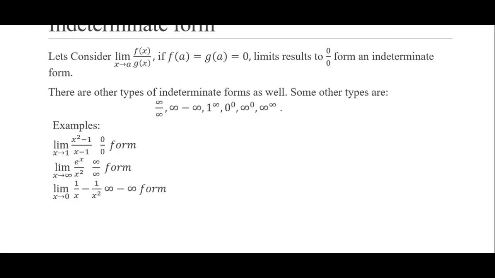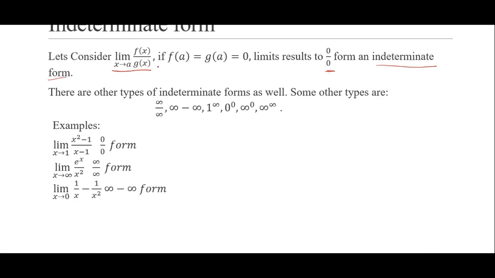Now, what are indeterminate forms? Let us consider a limit, x approaches a, f x upon g x. What happens if f of a and g of a are both 0? The resultant form is 0 by 0, and this form is named an indeterminate form.